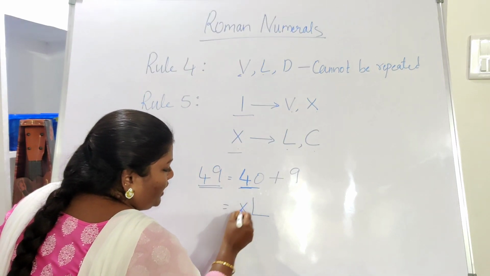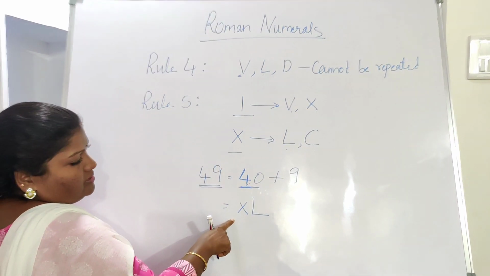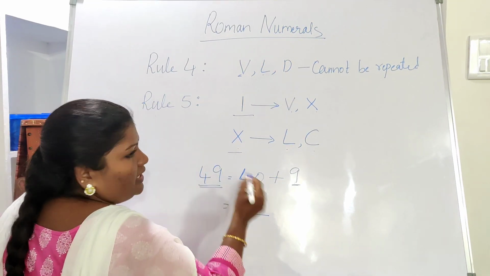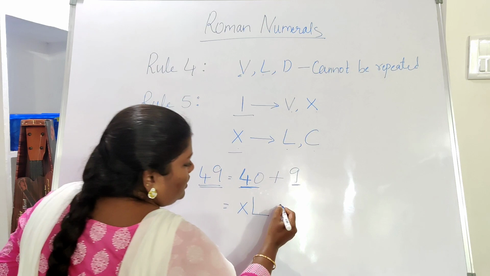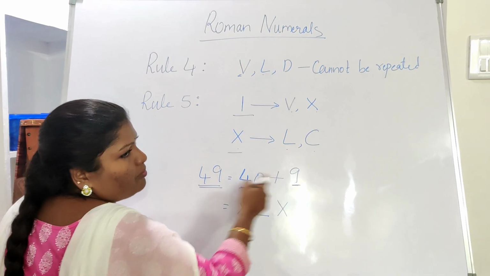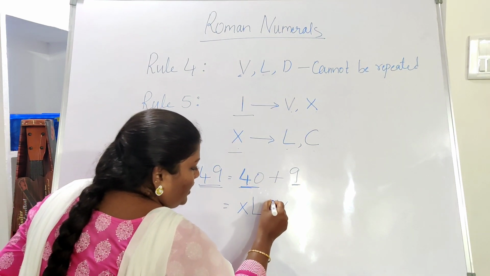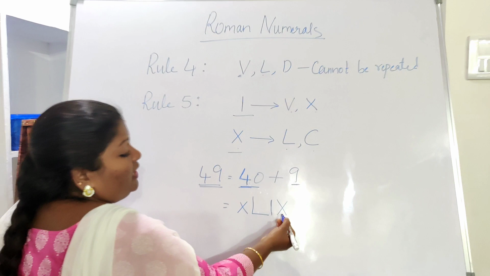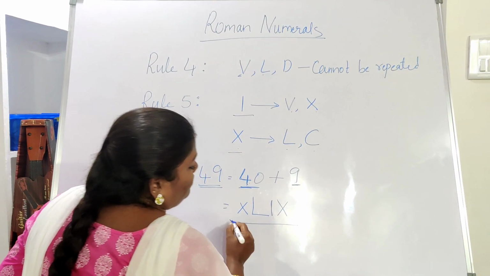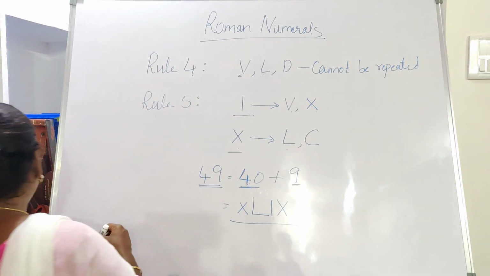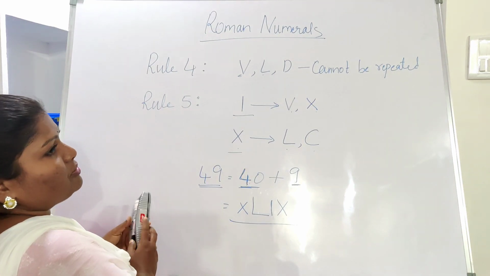So I am going to write X on the left side. Now I need to write 9. We don't have a direct symbol for 9 here. So write X, and I need to subtract 1 from it. So I is written to the left side of the X. Now this value is 49. So let's move on to the next.